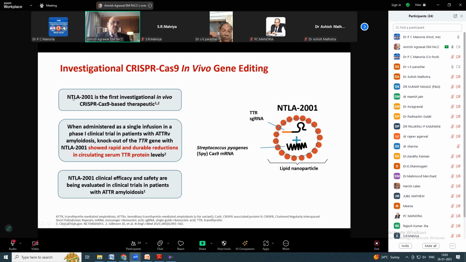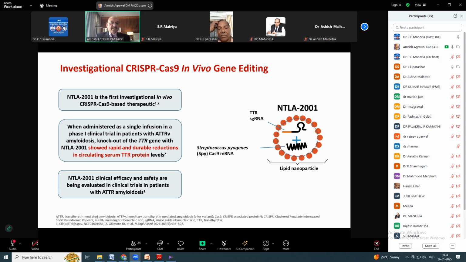This particular molecule, called NTLA-2001, is the first in vivo CRISPR-Cas9 based therapeutic. Like we said, it has this pyogenes-based Cas9 protein and a specific messenger RNA which specifically targets TTR. When you combine the two, they select and cut the gene, so it causes a rapid and durable reduction in circulating TTR protein levels. Unlike amyloidosis where increased levels are helpful, here you have to monitor by the reduction of serum TTR protein level.